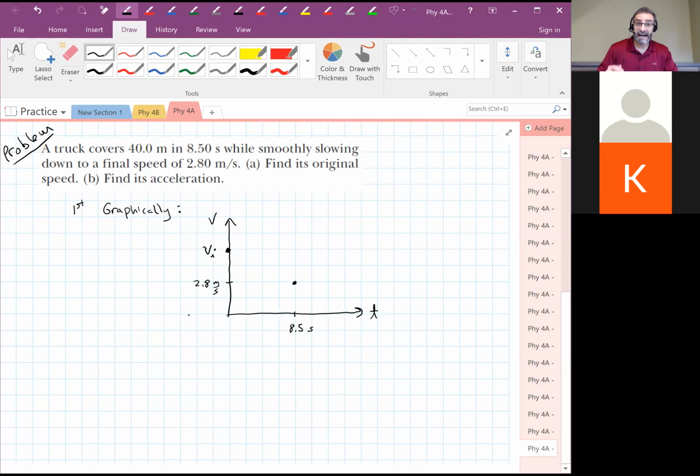And we're given that it's constant acceleration. So what's the graph look like between these 2 points? How do we connect these 2 points? A straight line or a curve? A straight line, that's right. Because the slope, the derivative of velocity versus time, is acceleration. If the acceleration is constant, the slope of this line has to be the same everywhere. So it has to be a straight line.